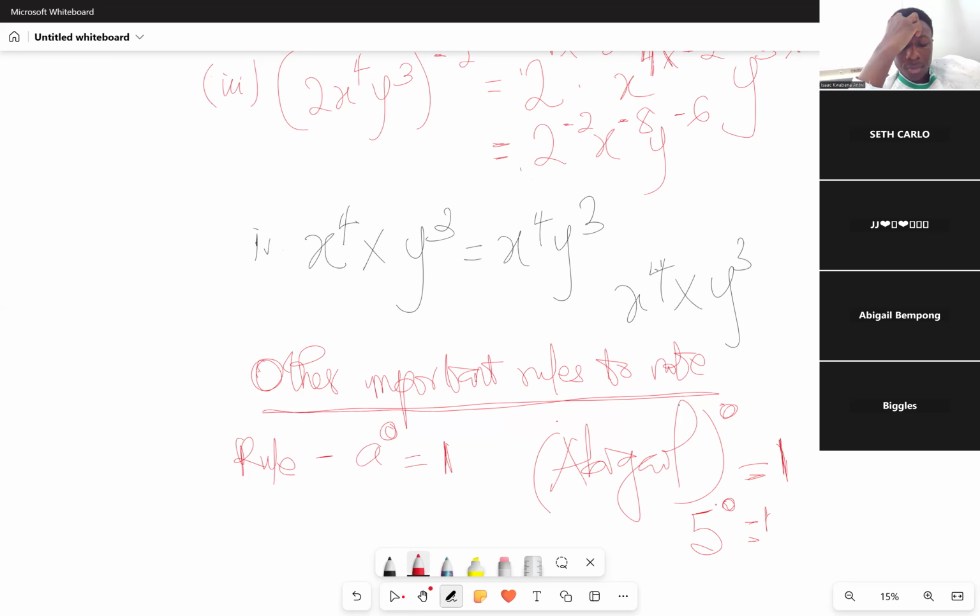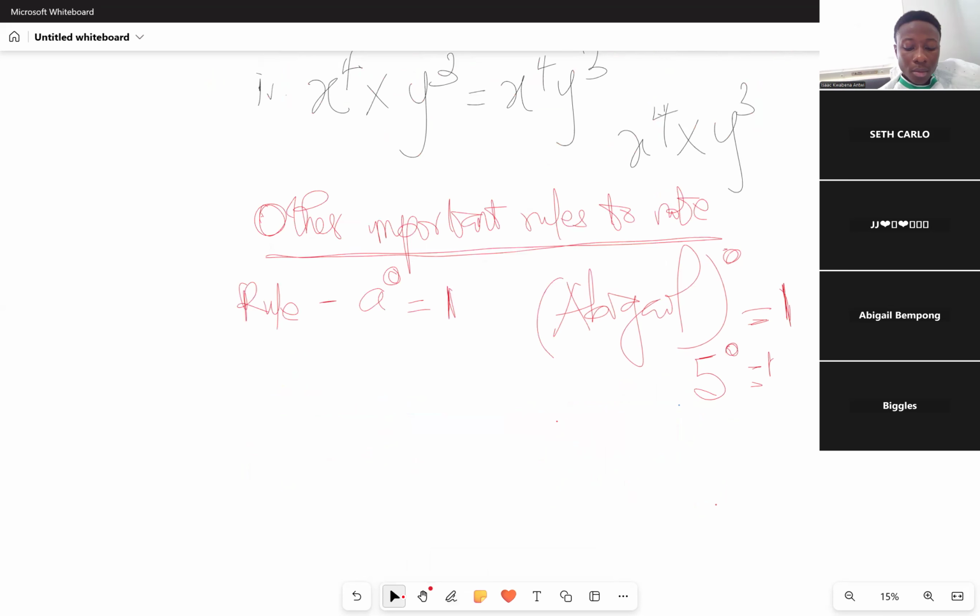Now, the second thing I want to tell you is root 2. It stems from one of the laws you learned, but it's important I bring it on. So, root 2.